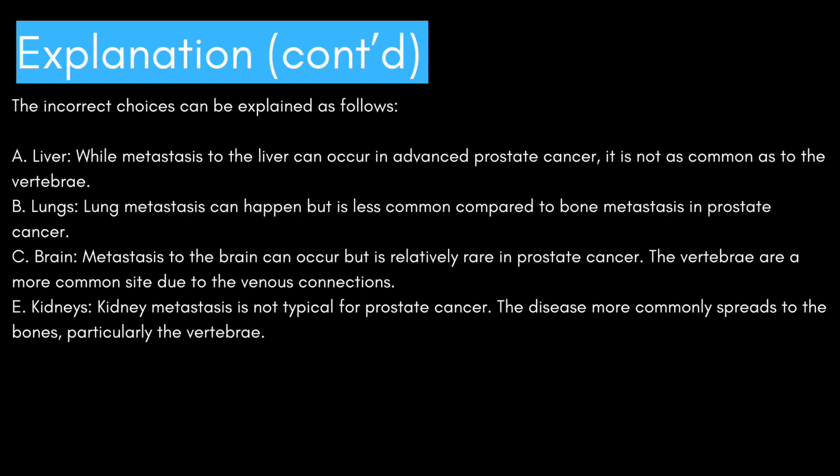The incorrect choices can be explained as follows. A, liver. While metastasis to the liver can occur in advanced prostate cancer, it is not as common as to the vertebrae. B, lungs. Lung metastasis can happen, but is less common compared to bone metastasis in prostate cancer. C, brain. Metastasis to the brain can occur, but is relatively rare in prostate cancer. The vertebrae are a more common site due to the venous connections.